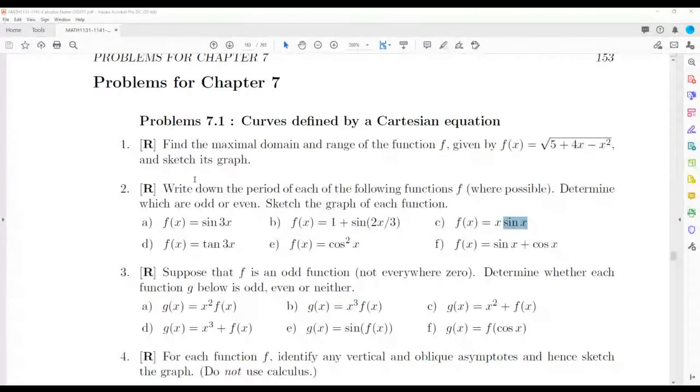Today's tutorial is about curve sketching. And in an earlier tutorial, I did some problems from chapter 6. So let me share my screen with this PDF. This is page 153. And this is what I wanted to talk through with you today.